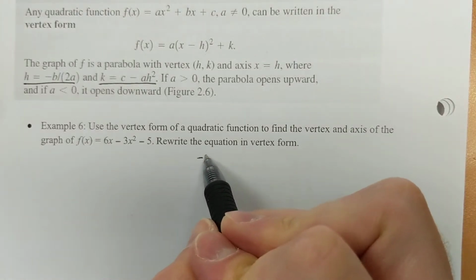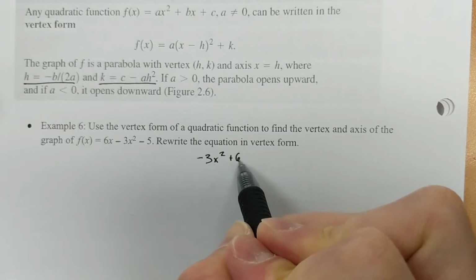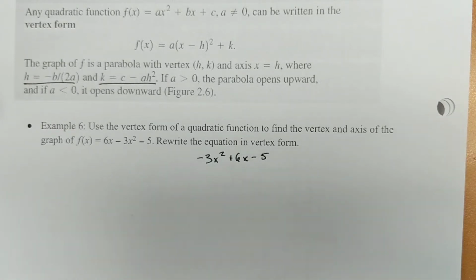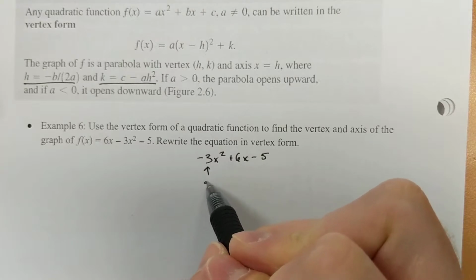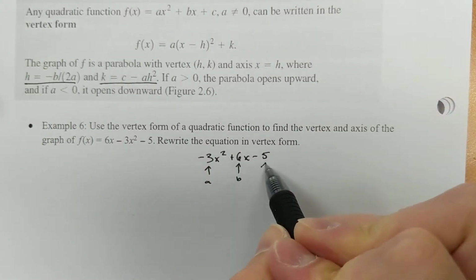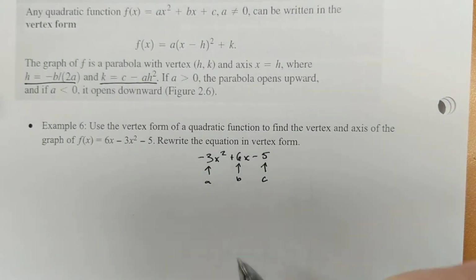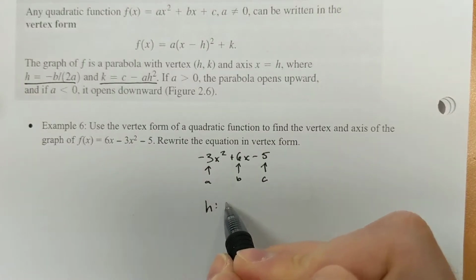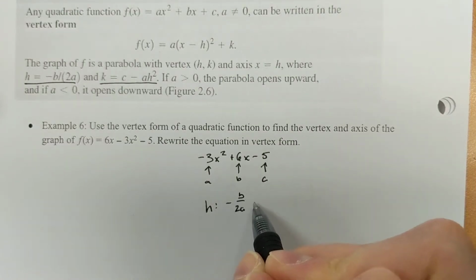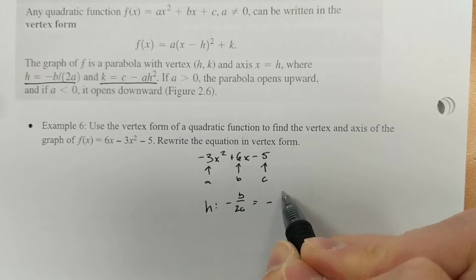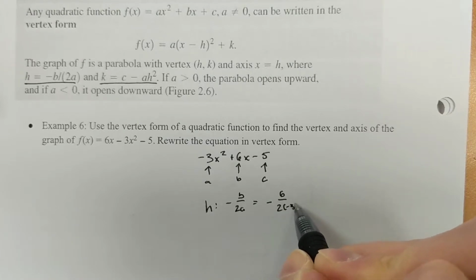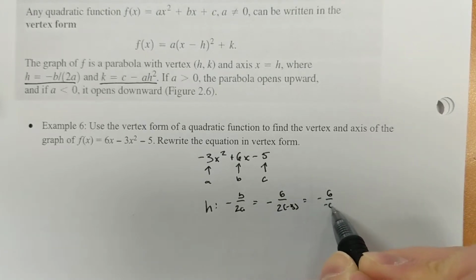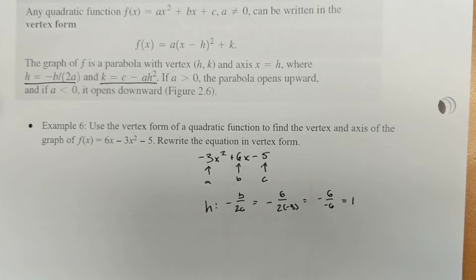So before I start, I need to put my terms in order. So the negative 3 is my A, the 6 is my B, the negative 5 is my C. So to find H, that's negative B over 2A. So that's negative 6 over 2 times negative 3. So that's negative 6 over negative 6, which is 1.